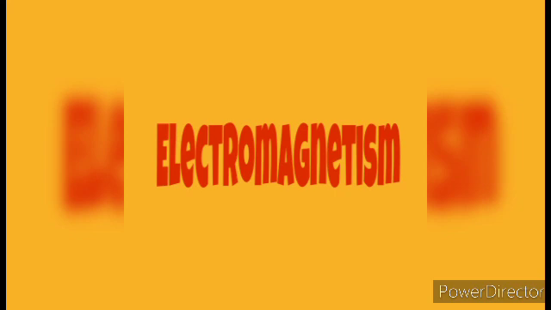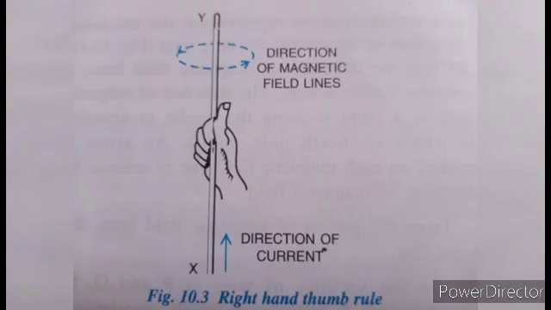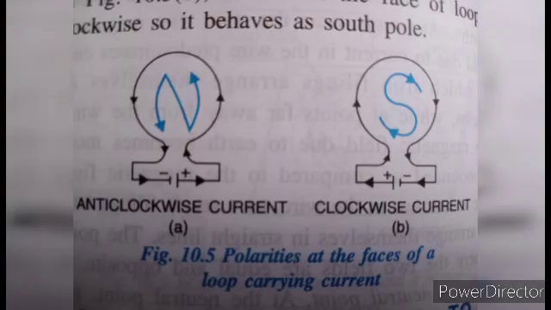So what is magnetic effect of current? A current or a moving charge produces a magnetic field around it, and this is known as the magnetic effect of current. And when a current is passed through a conducting wire, a magnetic field is produced around it. Now, your right hand thumb rule. If we hold the current carrying conductor in our right hand such that the thumb points in the direction of flow of current, then the fingers encircle the wire in the direction of magnetic field lines.